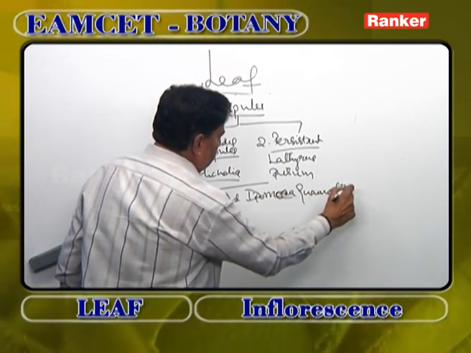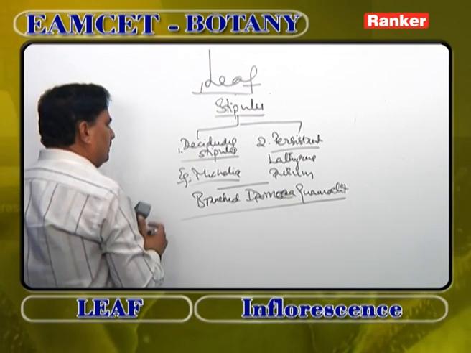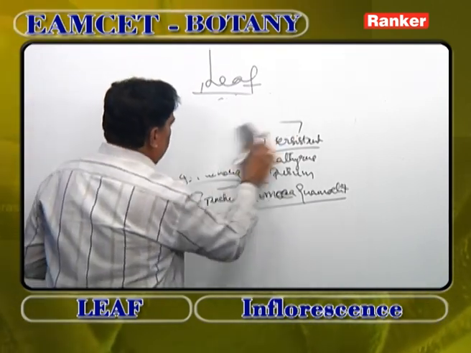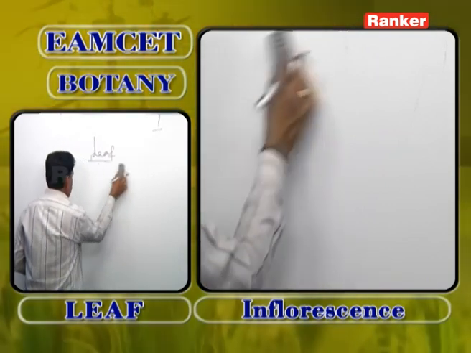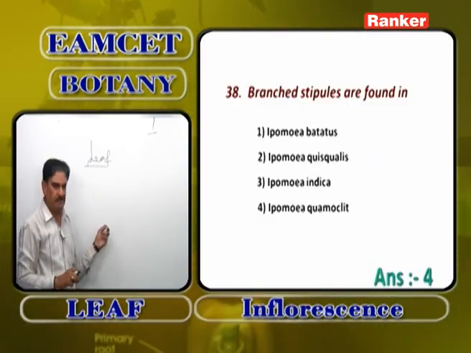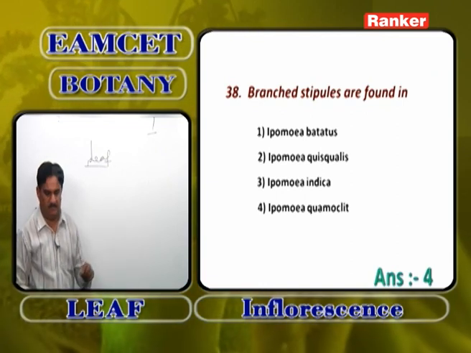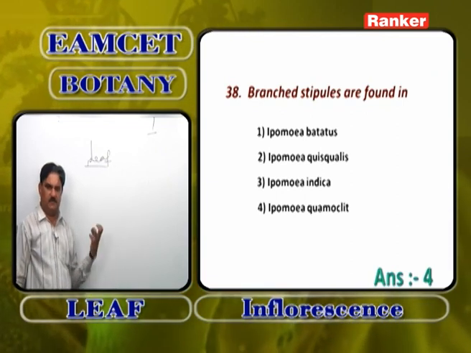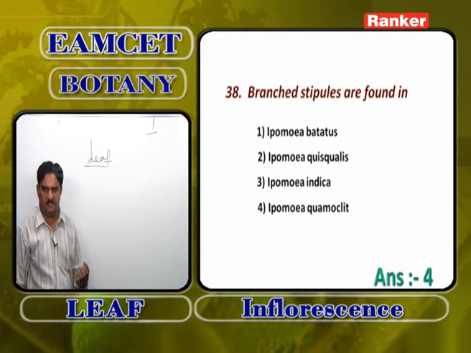Stipules are very much branched in Ipomoea quamoclit. So, what are stipules? Two small leaf-like structures present at the leaf base, on both sides of the leaf base, at the base of the petiole. In many plants, stipules fall off before the expansion of the leaf. They are called deciduous stipules.